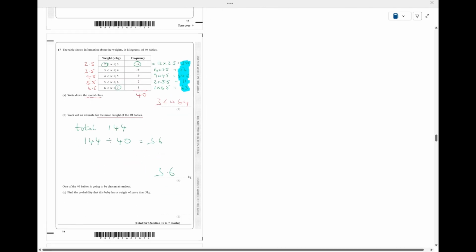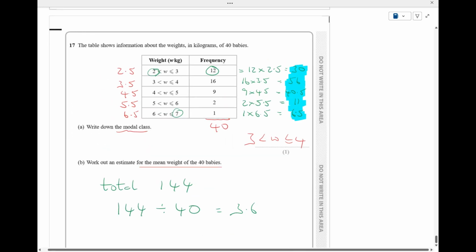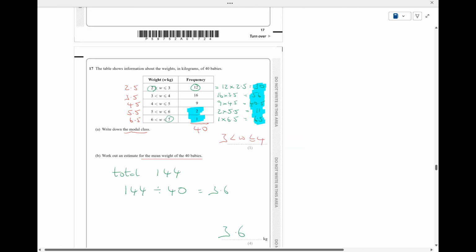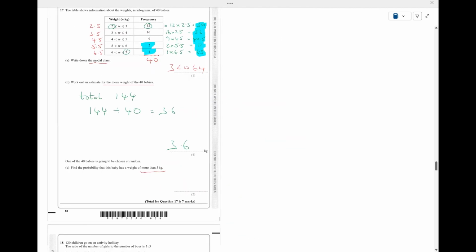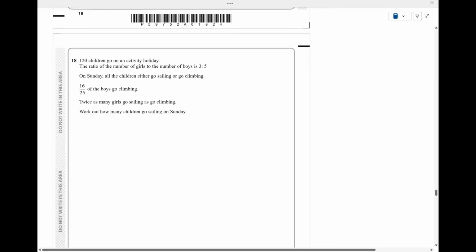One of the 40 babies is going to be chosen at random. Find the probability this baby has a weight of more than 5 kilograms. Well, how many of those babies have a weight of more than 5? These guys do, and this one, 3 of them, isn't it? So the probability that the baby has a weight of more than 5 is 3/40. That is question 17 sorted. Question 18.